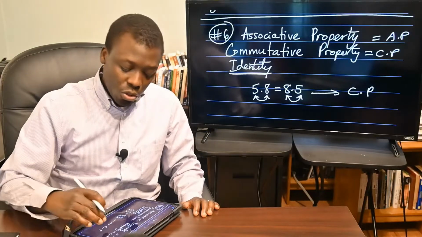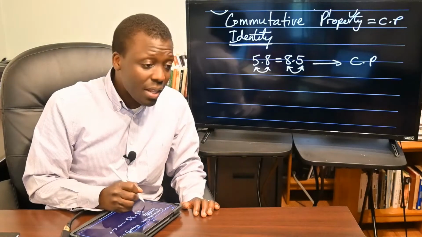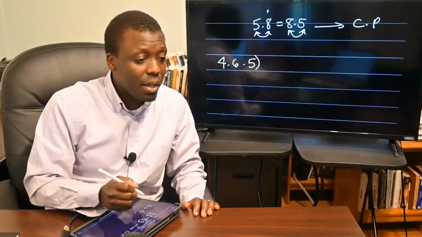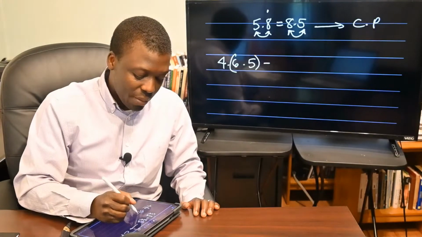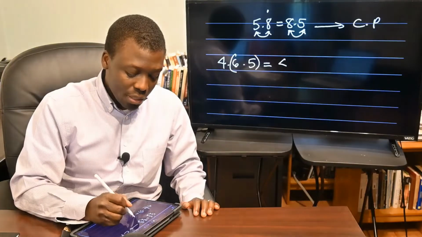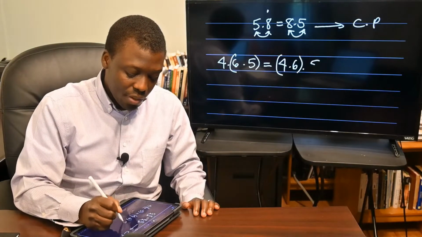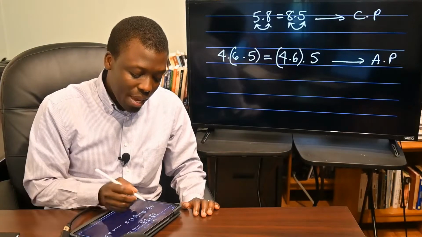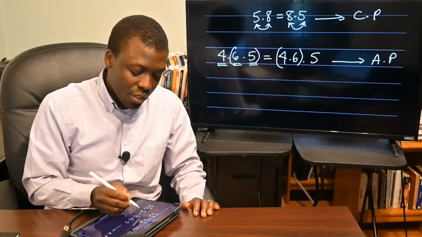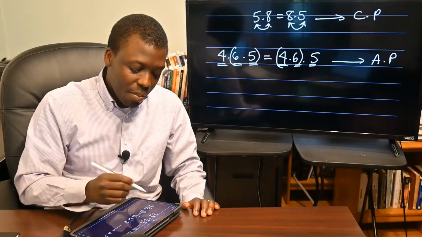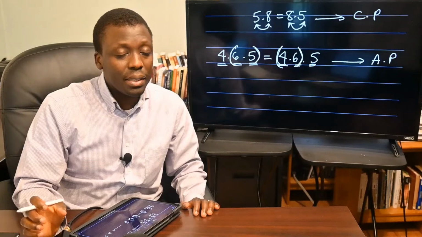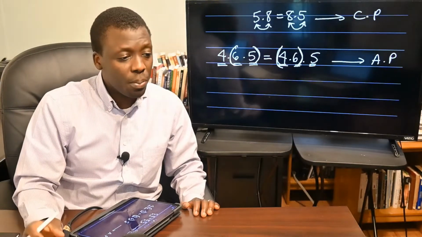Number 8, we'll just look at a few of these. The next problem is asking, how about 4 times 6 times 5? If we have the parentheses that way, it is equal to 4 times 6 times 5 with the parentheses in a different place. Now, the parentheses has shifted, so the numbers remained where they were: 4, 6, 5, 4, 6, 5. But the parentheses shifted. So that's the associative property of multiplication.